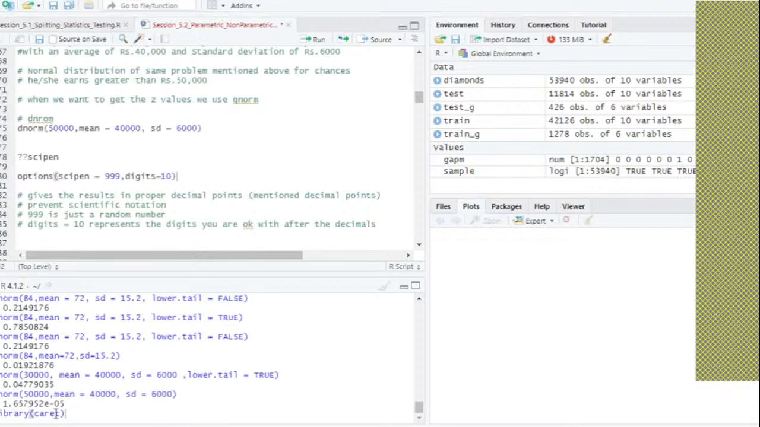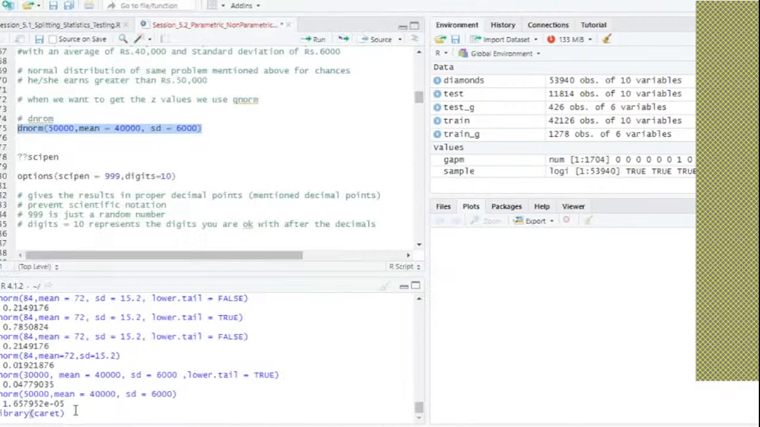Okay, so all of you got this. When you run this dnorm, you got 1.65 some number and e. Notice e to the power minus 5. Anyone knows what is this e to the power minus 5, exponential? How do you read this? Yes, right, Arush, you're right. 1.657 times 10 to the power minus 5.